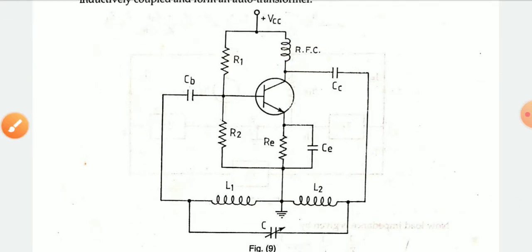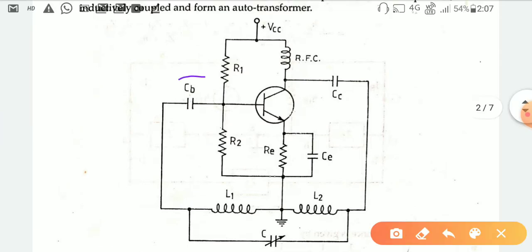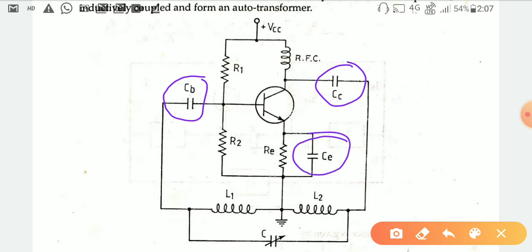The CB, CC and CE capacitors are used to bypass the AC component. CE is used for the DC biasing condition. If any leakage AC signal comes here, it will be bypassed to the ground. CB and CC are used for bypassing the AC signal, which is required for the amplifier also.